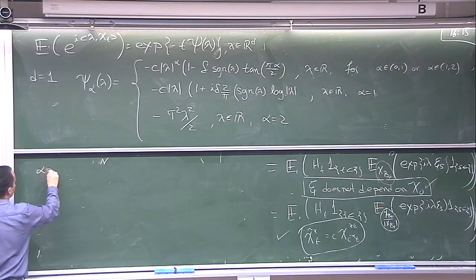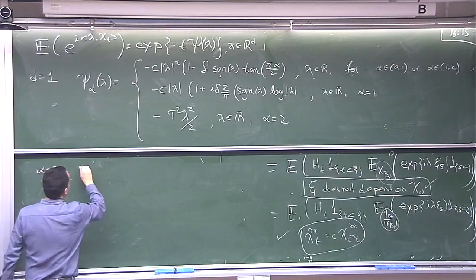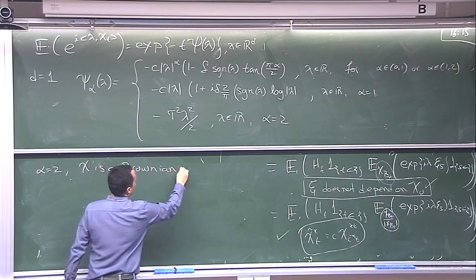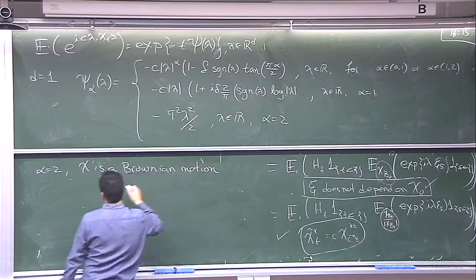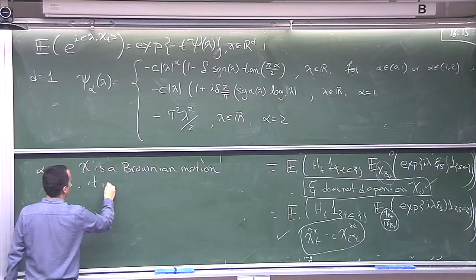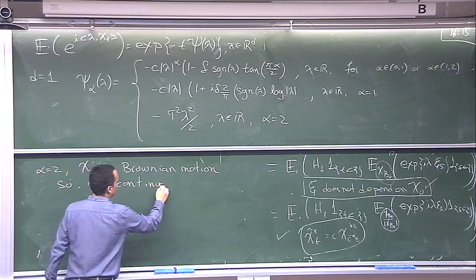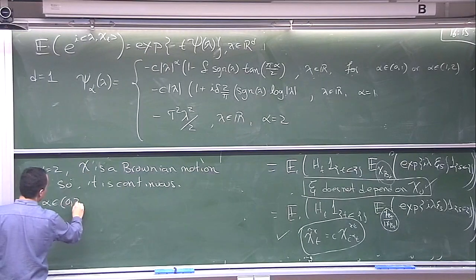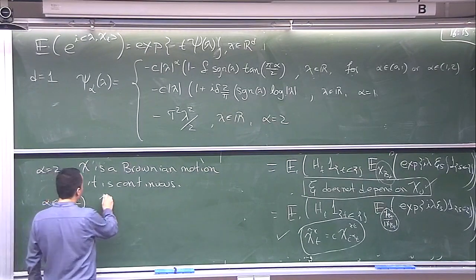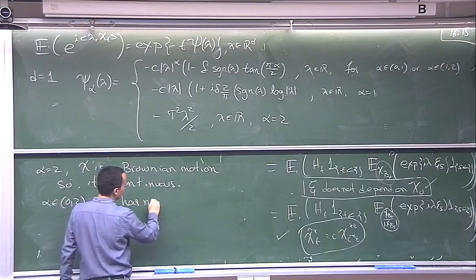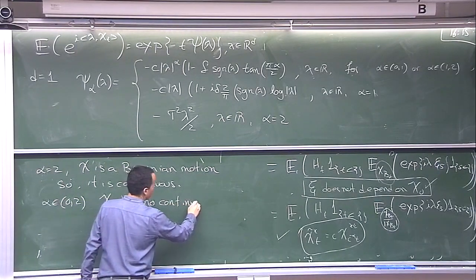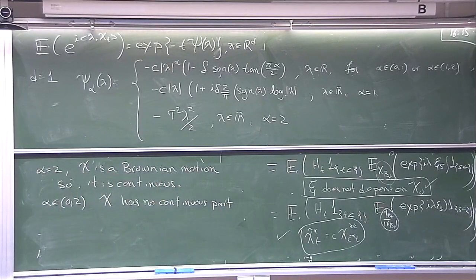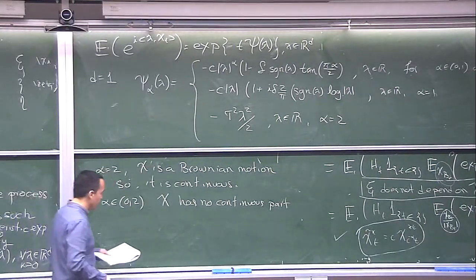So when alpha is equal to 2, x is a Brownian motion. Okay, so it is continuous. And when alpha is in between 0 and 2, then x has no continuous part. So all the movements of x are given by the jumps.